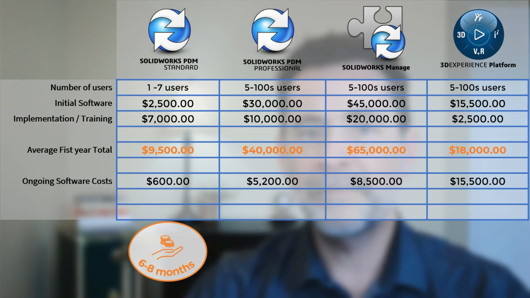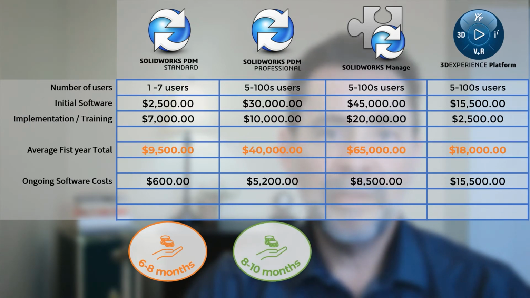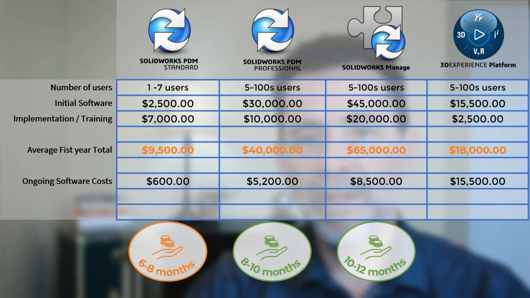PDM Professional, this is a larger upfront cost. However, because it affects the entire company, the returns are far greater. So on average, we typically see a return on this investment of 8 to 10 months. SOLIDWORKS Manage, again, like PDM Professional, the software and implementation costs get another bump up. And again, we are affecting more people and departments, automating more processes and procedures. So the return is on average only 10 to 12 months.